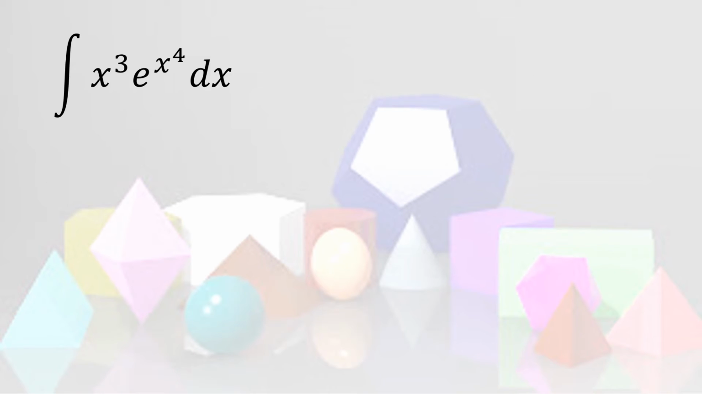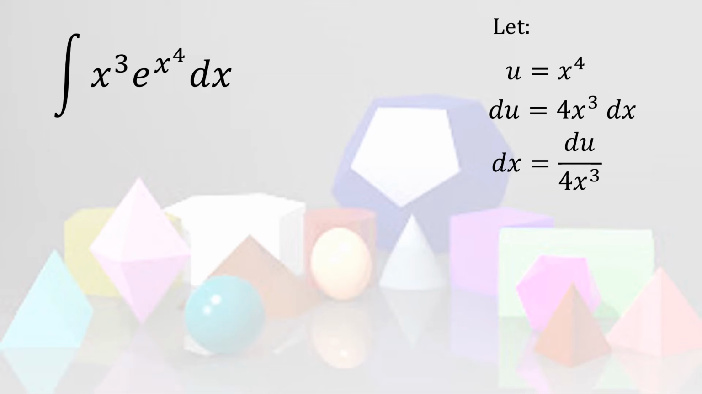So let us have another one. Let us find the integral of x to the third e raised to x to the fourth dx. The first thing we need to do here is to let u equal x to the fourth. And then du equals 4x to the third dx, because the derivative of x to the fourth equals 4x to the third. And then to solve for dx, we are going to divide both sides by 4x to the third. So therefore, dx equals du over 4x to the third.